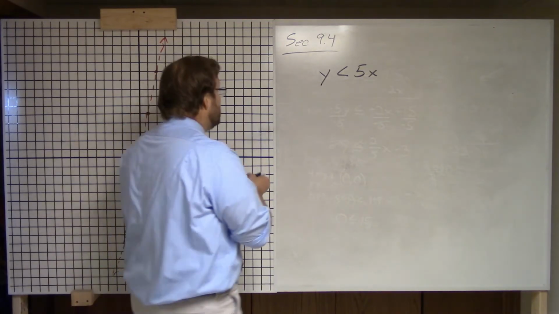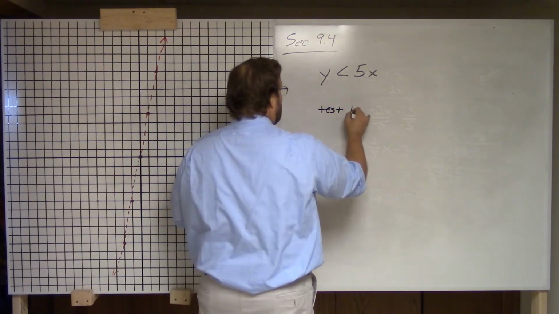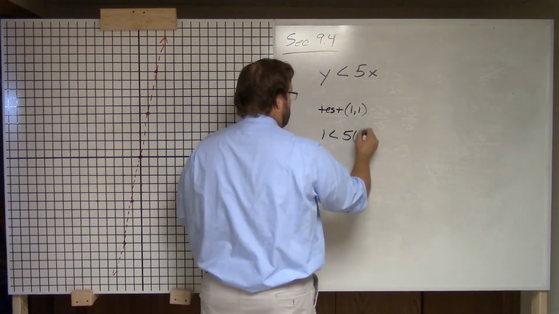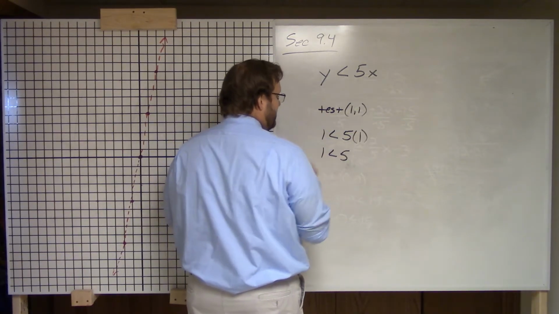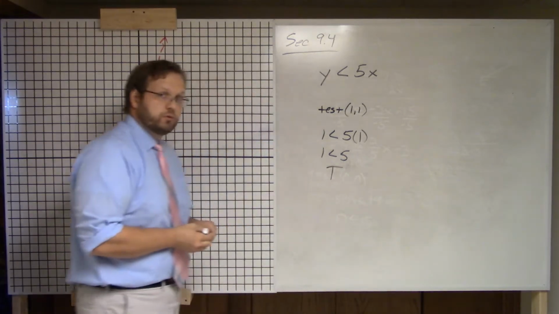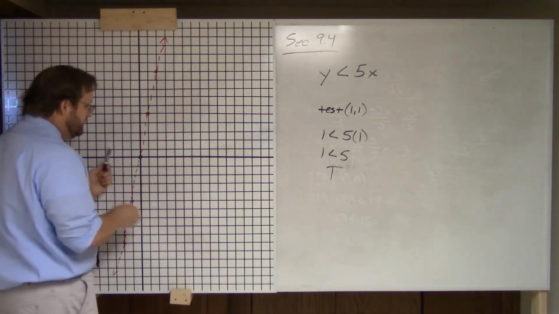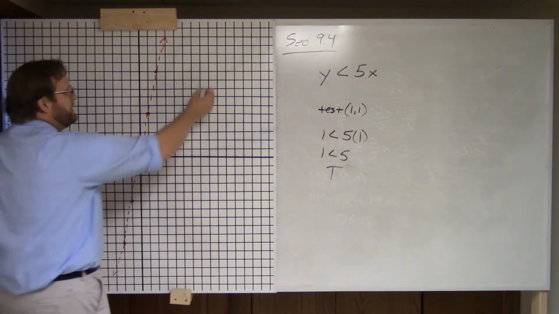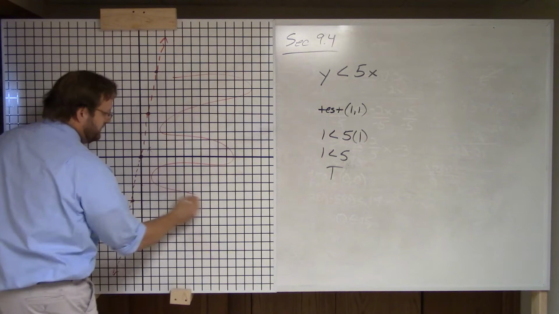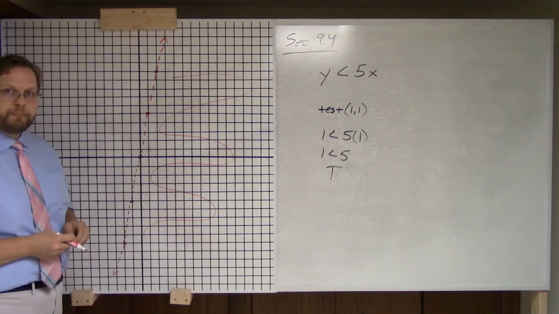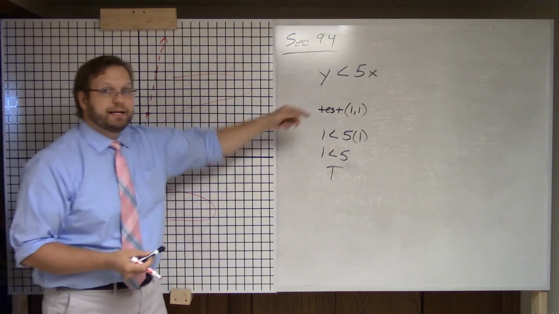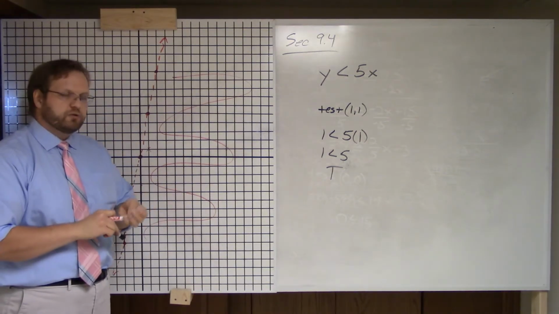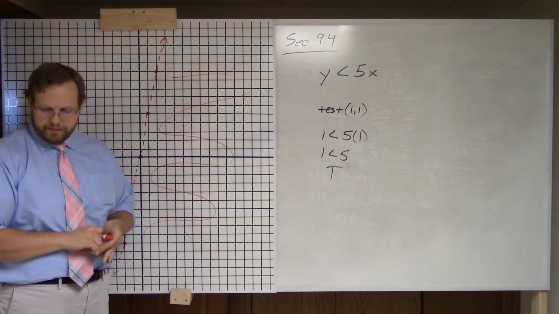Okay, so in this case, I'm going to test 1, 1. Again, just plug a 1 everywhere. 1 less than 5. That is true. So I tested this point right there. It was true. That means the side that that point's on works. Okay. Also, it was a less than. That tells me to shade down. I verified that. I'm on the right track. We're good to go.